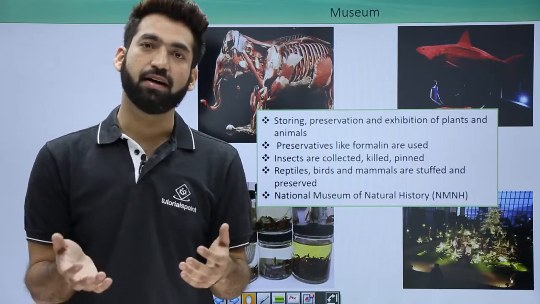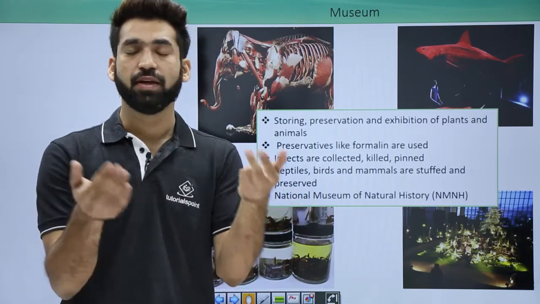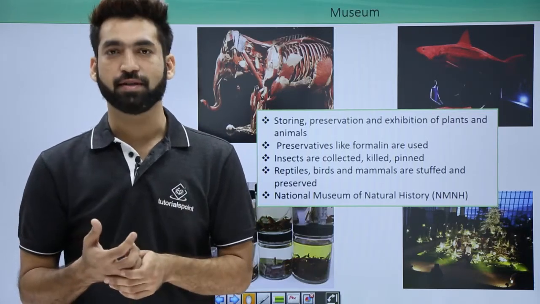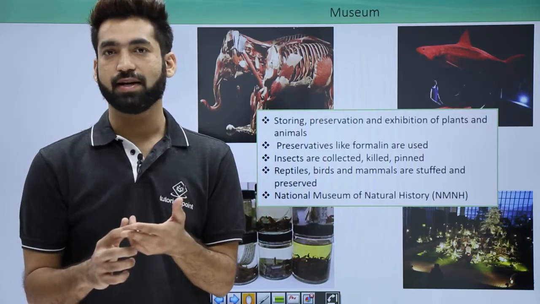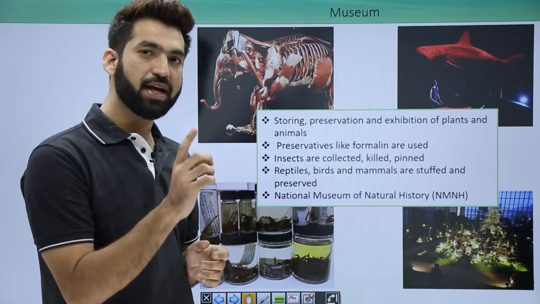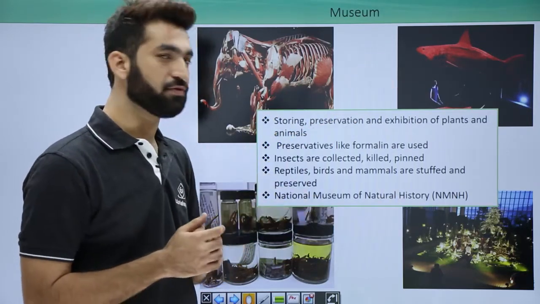So the question can come that they will give you so many taxonomic aids. They will ask you in which of these taxonomic aids do you look for conservation. So for conservation, botanical garden or zoological park is the answer. For preservation, you have herbaria or the museum. Herbaria were maintained for plants; museums are maintained for plants or for animals.